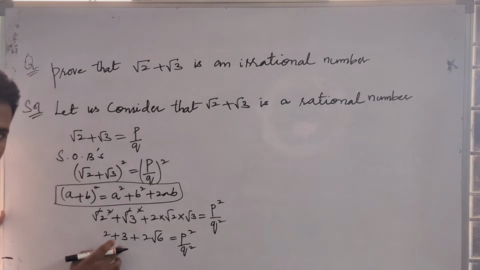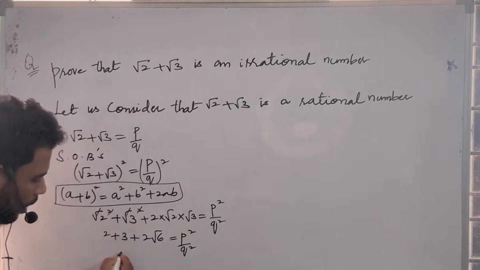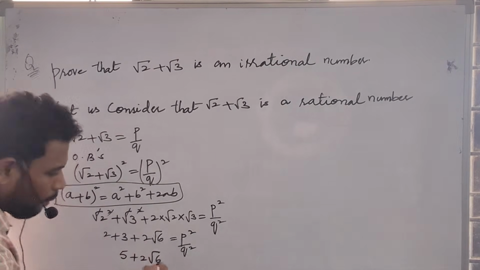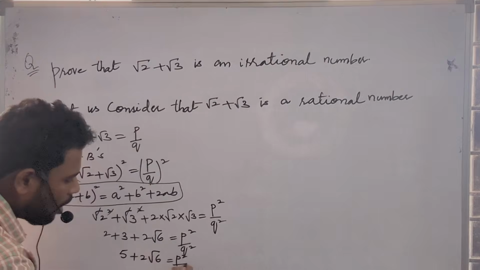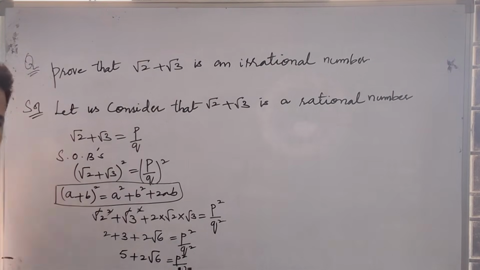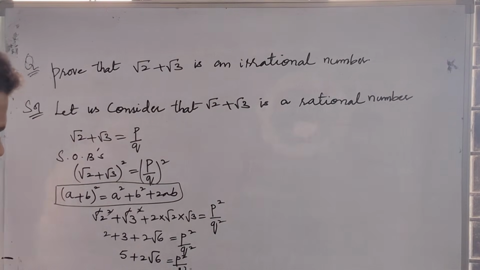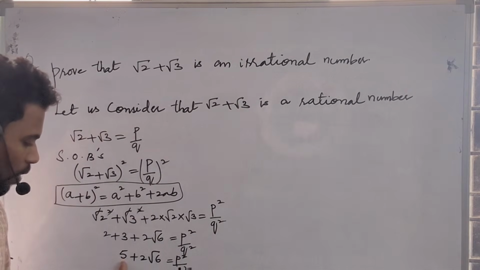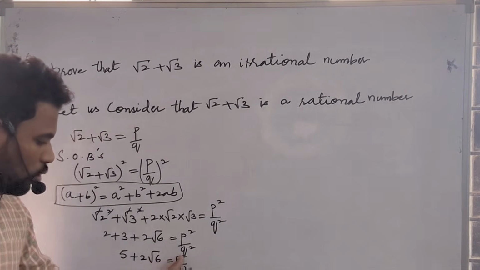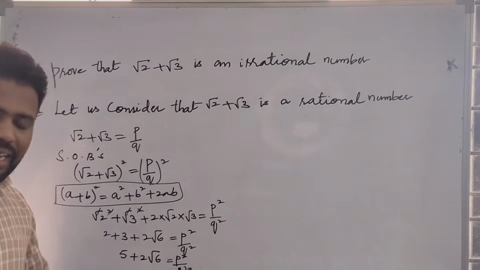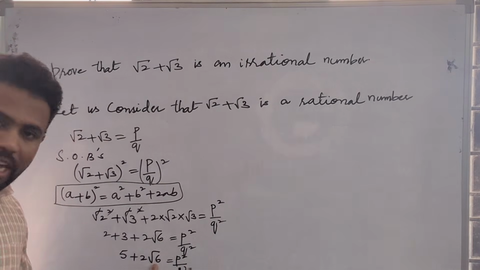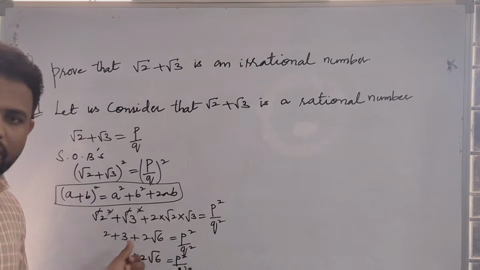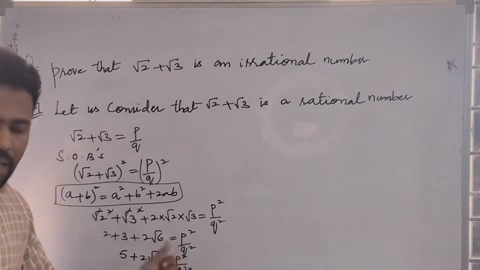Now, if you add these two numbers, 2 plus 3 equals 5, so 5 plus 2 root 6 equals p square by q square. Here I would like to give you one hint. We got 5 plus 2 root 6 equals p square by q square. The hint is that you have to keep the root 6 here and transpose all the other numbers to the other side.